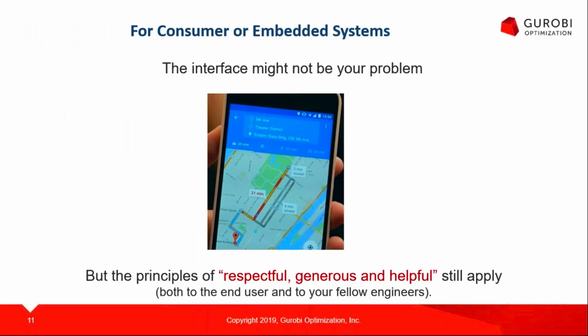That was for the business user who interacts directly with it. The other place that we've seen our optimization engines placed is embedded in some other system or consumer product, where the interface might not be your problem. From an engineering point of view, as the optimization specialist, the interface is out of your control, but you still want to maintain those same principles: do your work well, and it'll be respectful, generous, and helpful to all the other engineers who are working around you to complete the entire project.